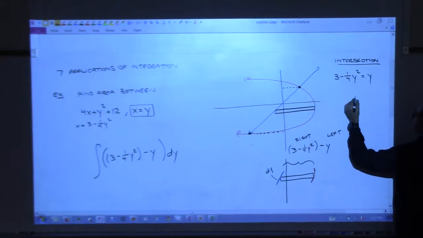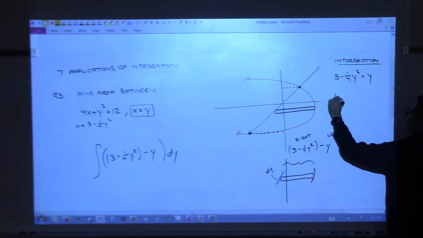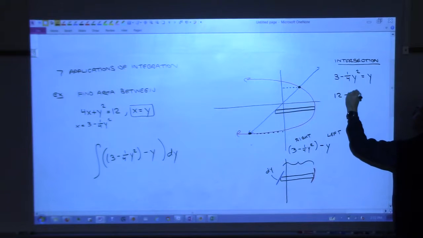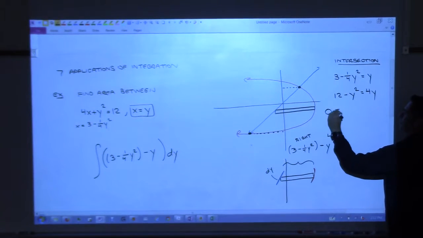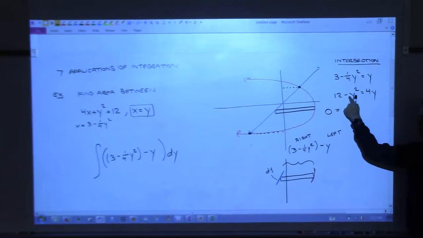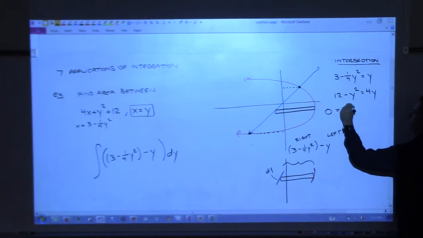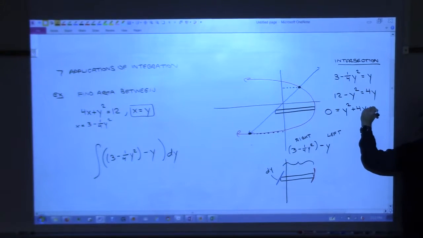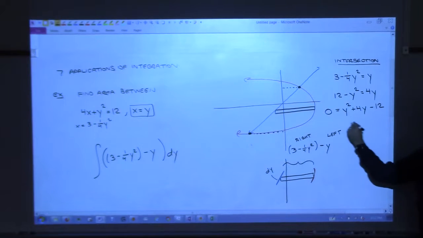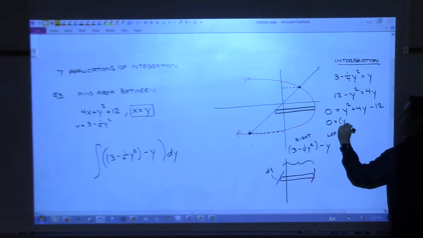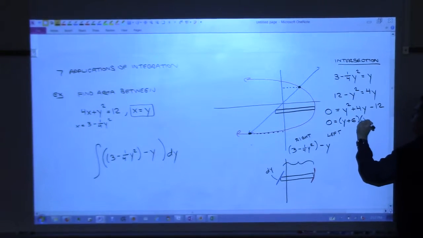Okay? And you know what? Yeah, I'll just do 4. So it'll become 12 minus y squared equals 4y. That's just me multiplying by 4 to get rid of all my fractions. I'm going to move everything to the right side instead of the left side, only because I want that negative y squared to become positive y squared. And that 12 coming over to the right side becomes minus, doesn't it? Ooh, and that factors. That's y plus 6, y minus 2.